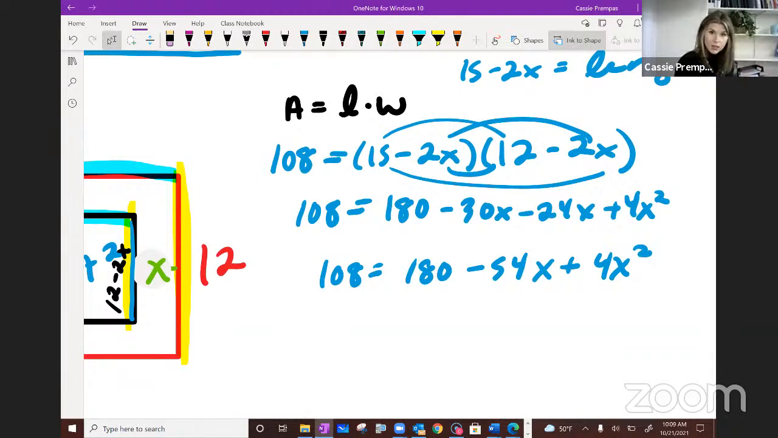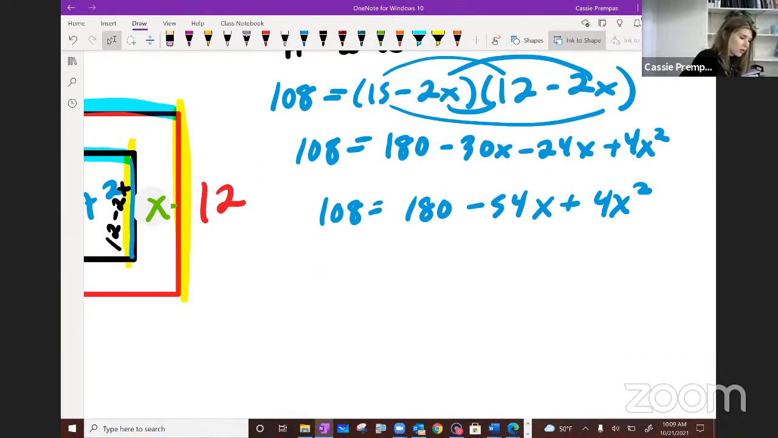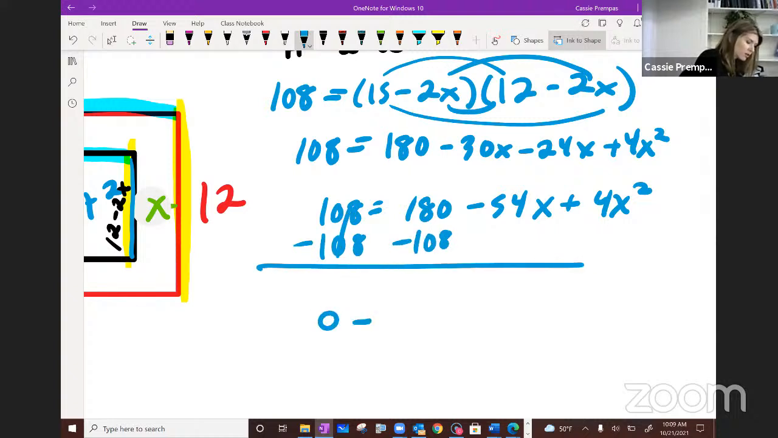I'm going to go ahead and set this equal to 0 and see, can I factor it to solve? So I'll subtract 108, which will give me 0 is equal to, I'm going to rearrange this in the order that I know needs to be shown for factoring. So 4x squared minus 54x. And then this value right here, 180 minus 108, gives me 72.